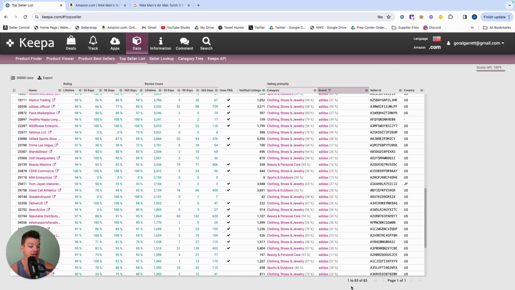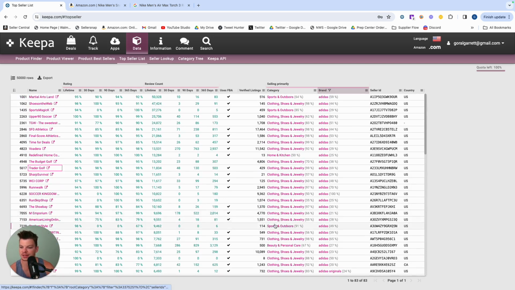And now we have 83 sellers that sell primarily Adidas. And we can continue to dig into all these sorts of sellers. Again, we can export this, right? So maybe we want to store all this information. Remember, these are links. So if we export this, we can save it to a Google document and have all these links at our disposal. So we don't have to re-execute this search and this filter.